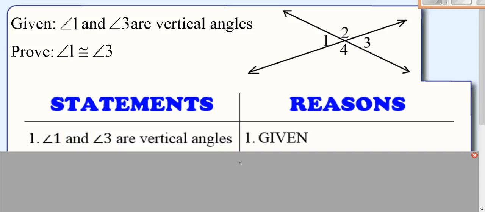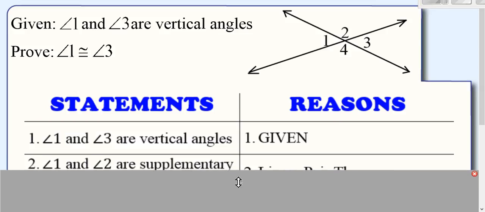So from this picture, we know a couple of things, actually. We know that angle 1 and angle 2 are a linear pair. We know that angle 3 and angle 4 are a linear pair. We know that 2 and 3 are a linear pair. And we know that 1 and 4 are a linear pair. We have all those linear pairs. And we also know that 2 and 4 are vertical angles, yes.